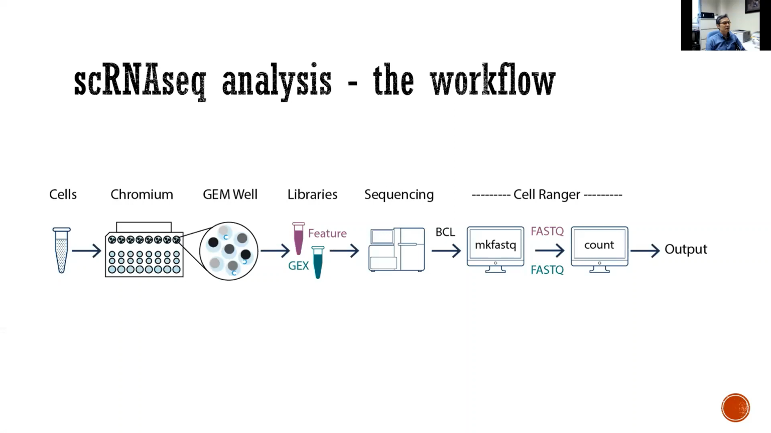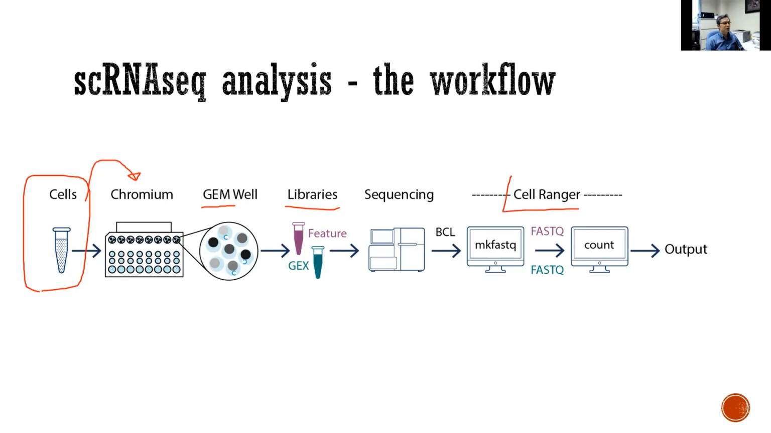Let me remind you of the whole workflow of single-cell RNA-seq analysis. We start from the preparation of single-cell samples, and then you load them onto the 10x Genomics Chromium Controller, and this controller will prepare the library for you. That's the single-cell RNA-seq library, with GEMs. Then you send your library to sequencing, and you get your sequence back.